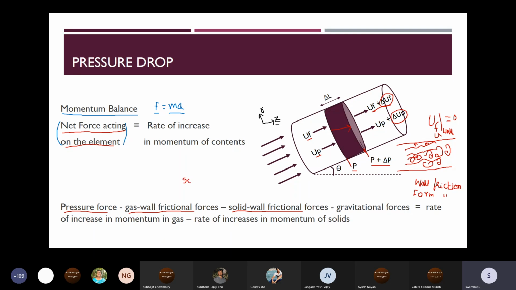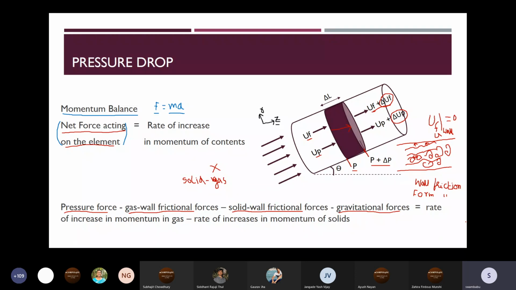But for fluidization, we will not neglect this. We have to consider it because the interaction is very important. Whereas in pneumatic transport, the solid and gas interaction can be neglected because intermixing between particles and gas is almost negligible. That is the difference between fluidization and pneumatic transport. So we have the pressure force, gas and wall frictional forces, solid and wall frictional forces, and the gravitational force. Since it's an inclined pipe, the gravitational force acts on this as well.